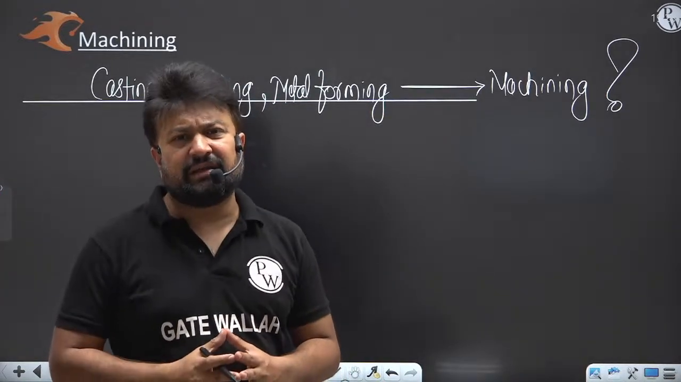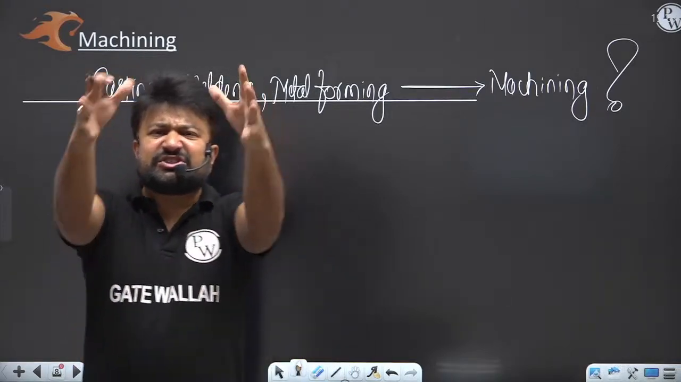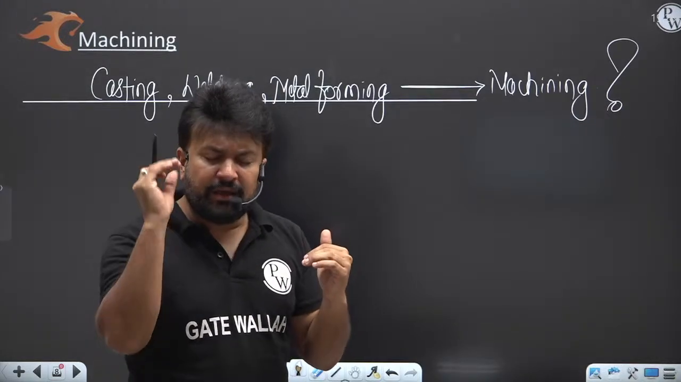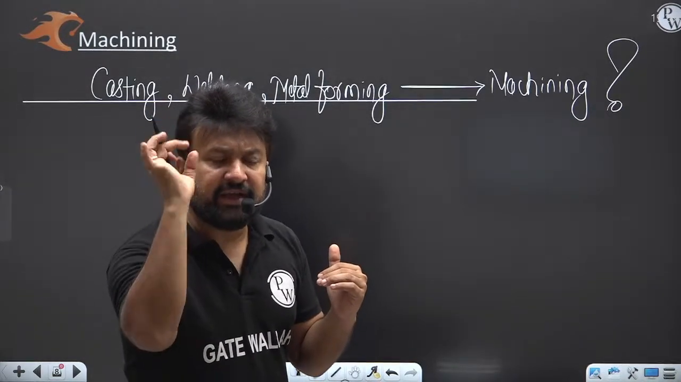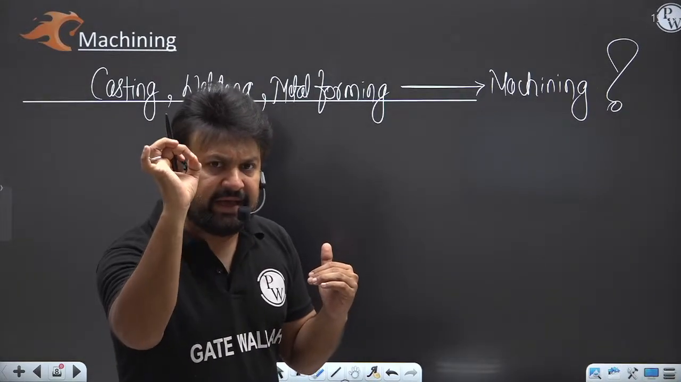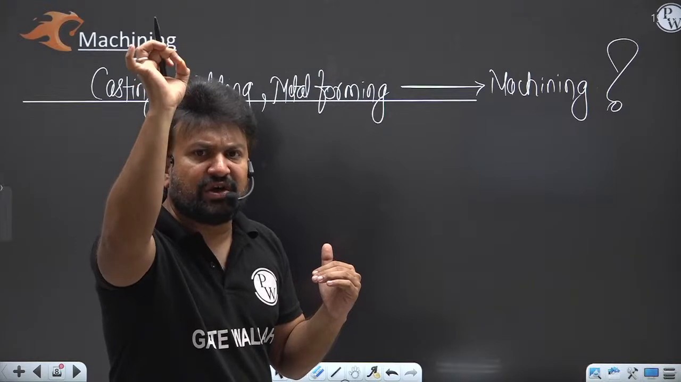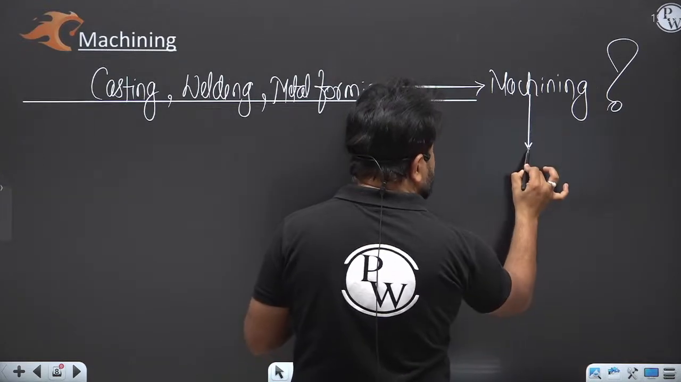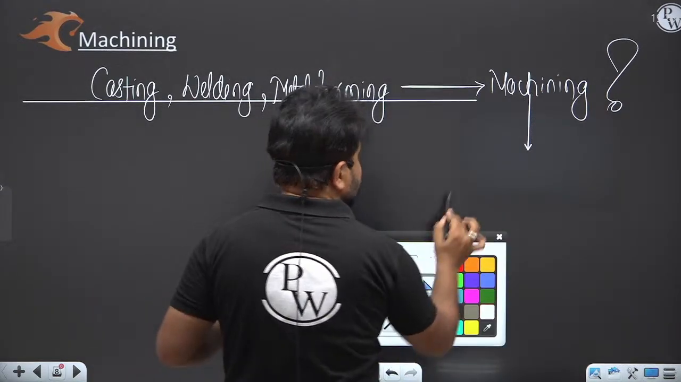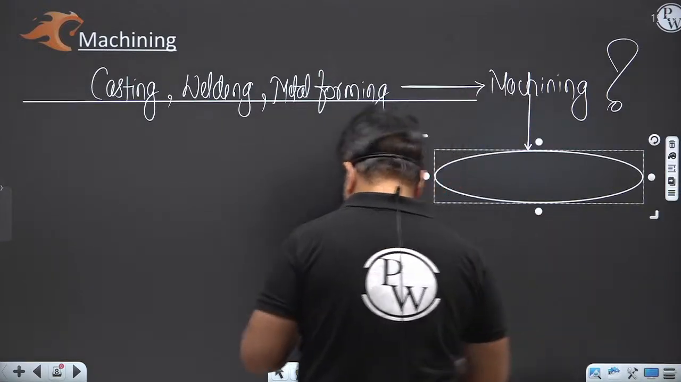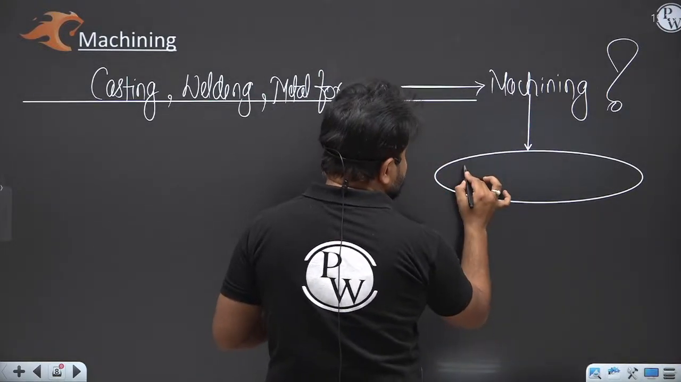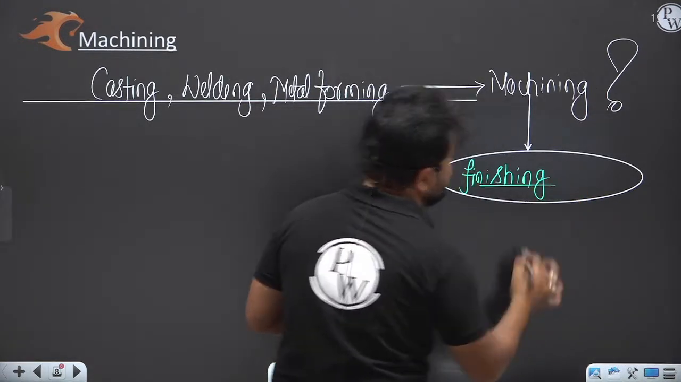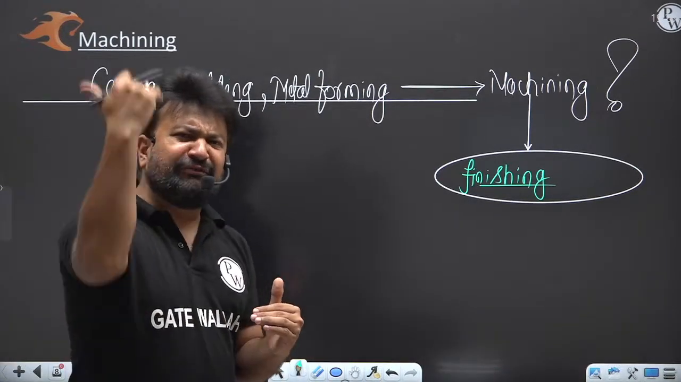Machining itself is an essential process. Please hear me carefully. Machining is an essential process of finishing, right? Please try to understand, it is an essential process of finishing. It means that after machining, you do a finishing process.